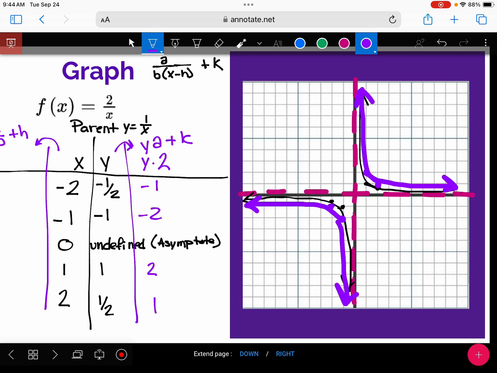So we will work more with these. I will show you that greatest integer function, and then tomorrow we're also going to work with piecewise functions.